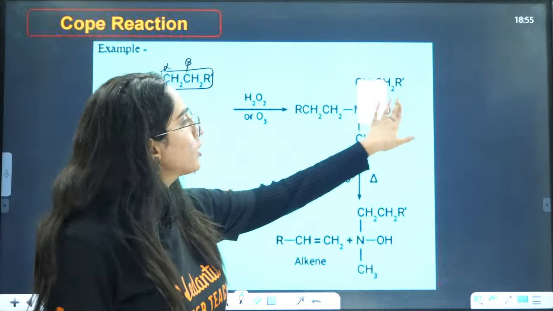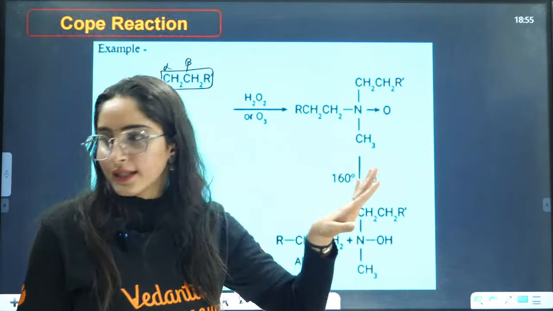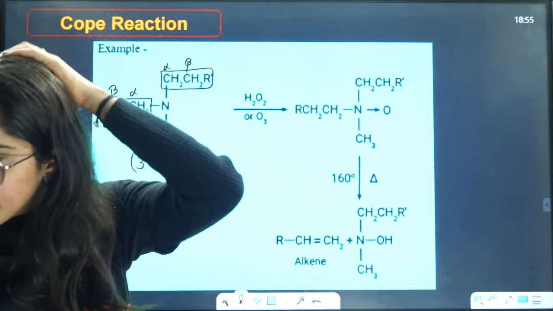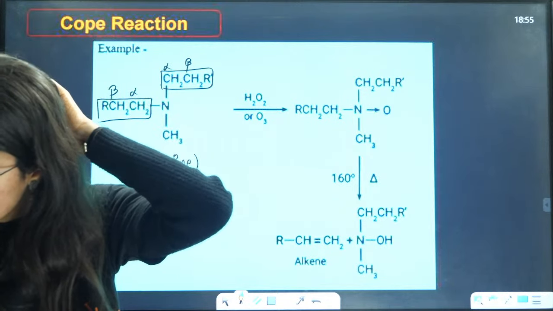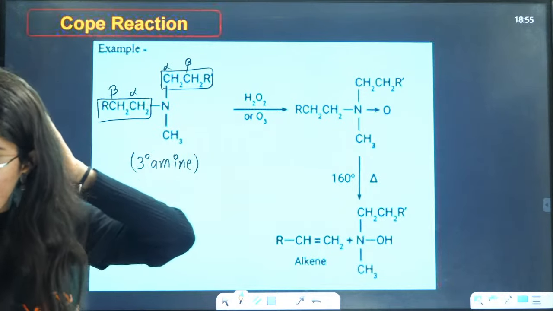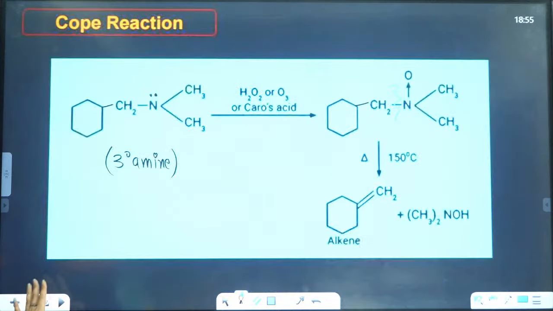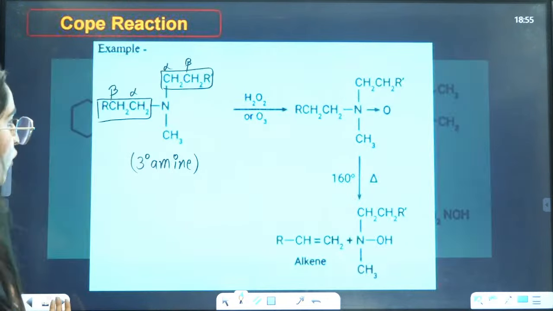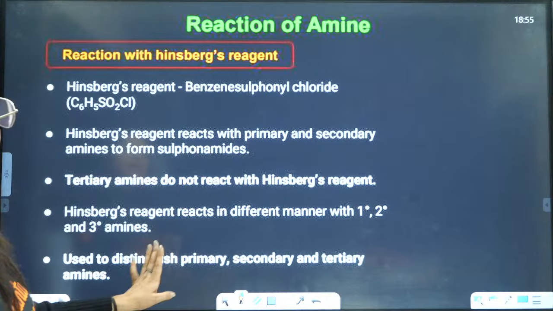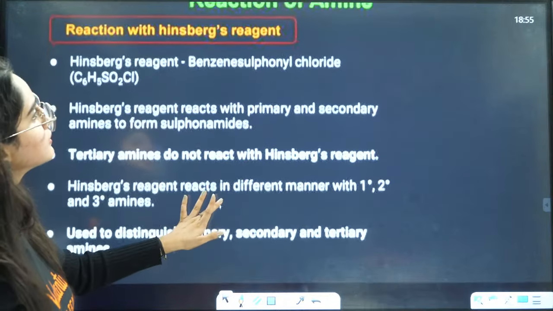So this is called Cope's elimination. Okay, guys, this is called Cope's elimination. Okay, understood? Everybody in the chat box, is that clear?